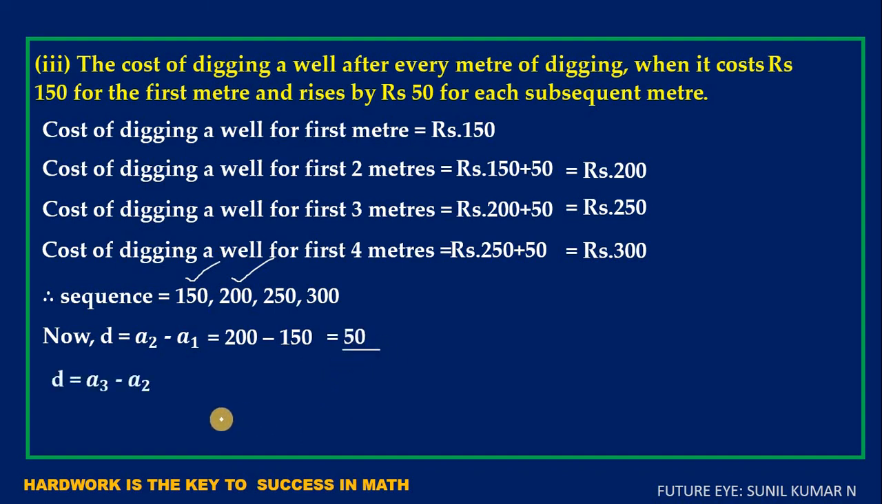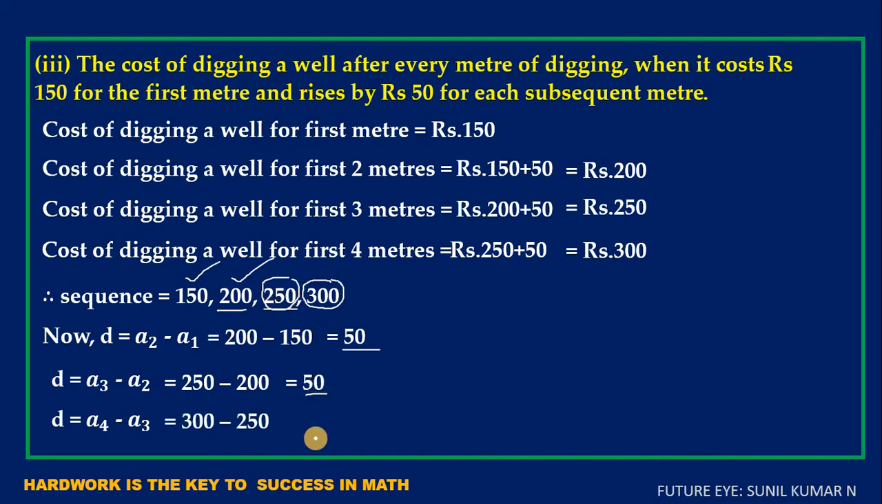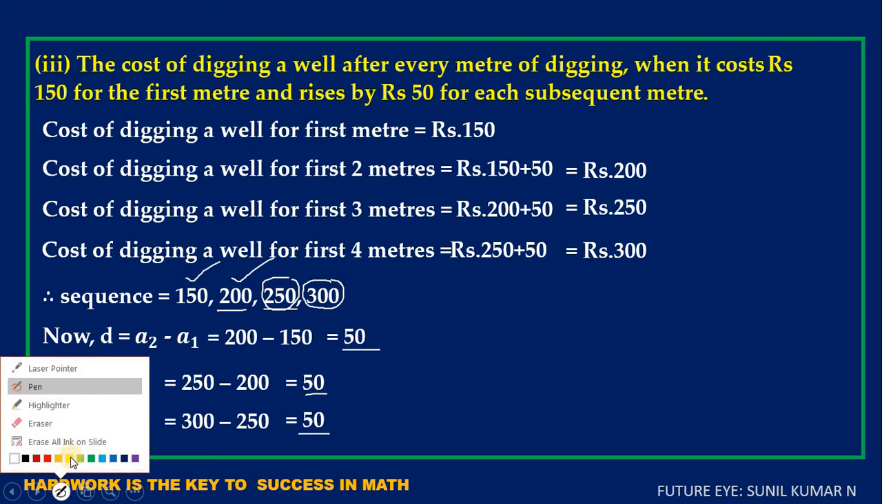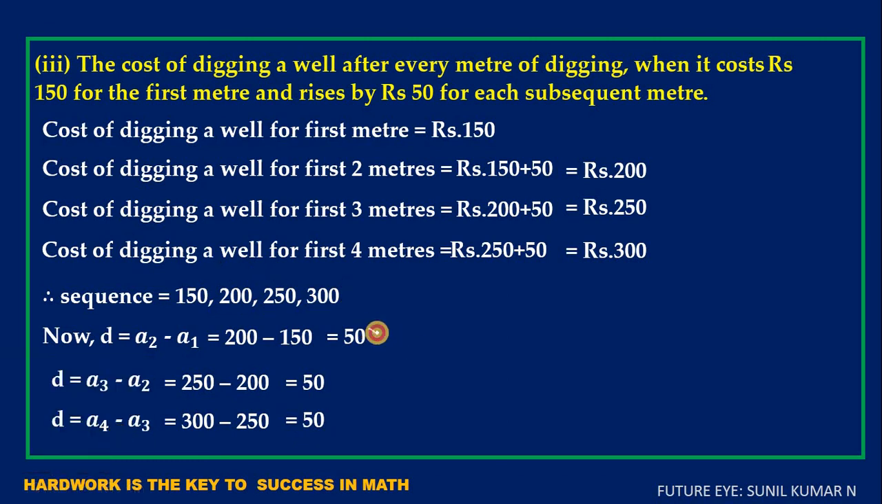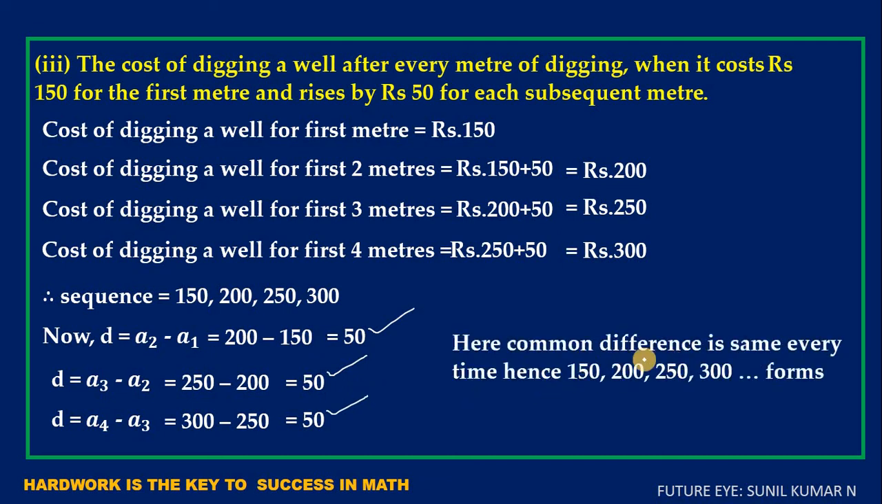Similarly, a3 minus a2. a3 is how much, children? 250. a2 is how much? 200. So 250 minus 200 gives 50. Similarly, a4 minus a3. It means 300 minus 250. So we get that 50 only. Now, is the d value constant or not? Constant in the sense same or not? All d values are same here. Hence we can write the common difference is same every time. Hence these form an AP. It means this situation is an example for an AP.